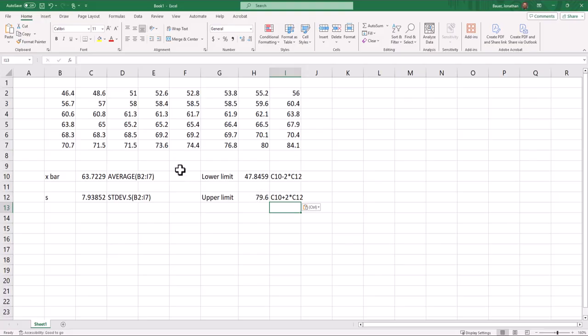So 47.84, I've got 1 right here. Notice this is already sort of in ascending order. And then 79.6, that's these two right here. And so I have 3 outliers to answer the question. So there's a bit of work to be done, and then we need to get to our answer here.